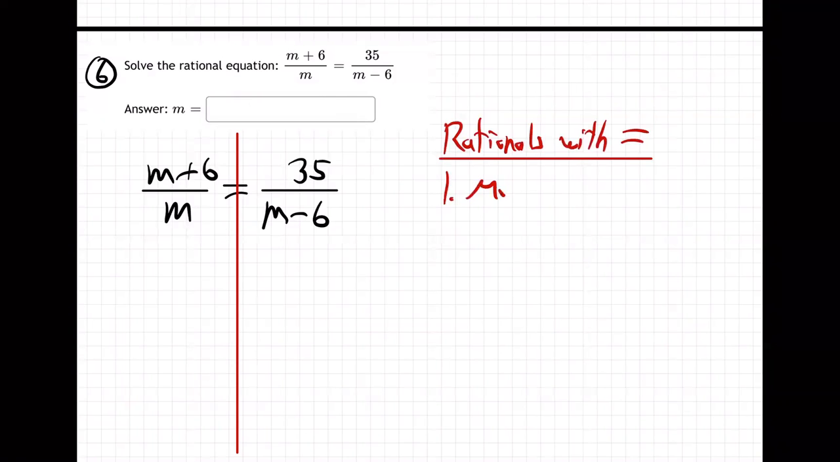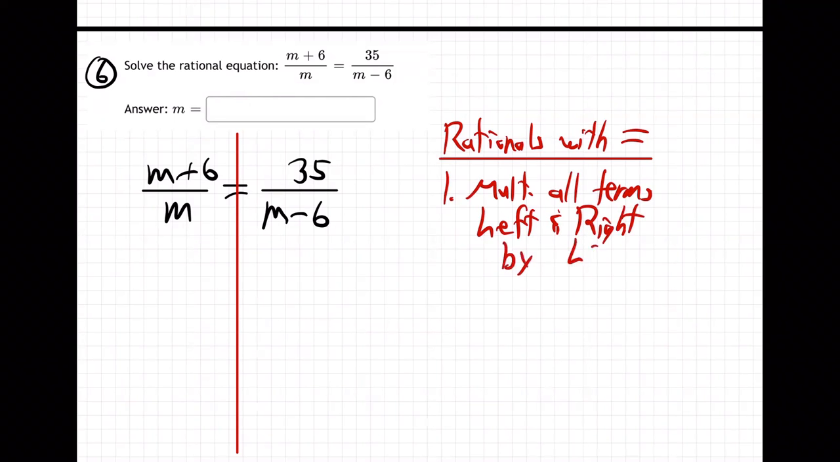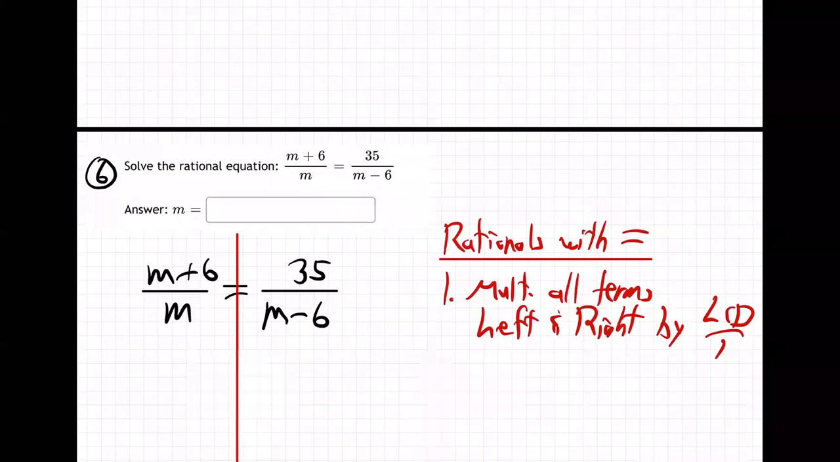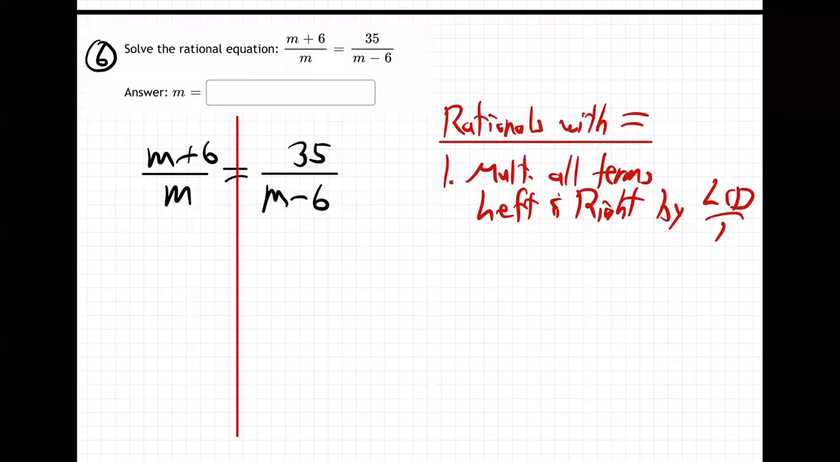Step number one, you multiply all the terms left and right by the LCD over 1. Let's put it over here. By the LCD over 1, and what is the LCD?